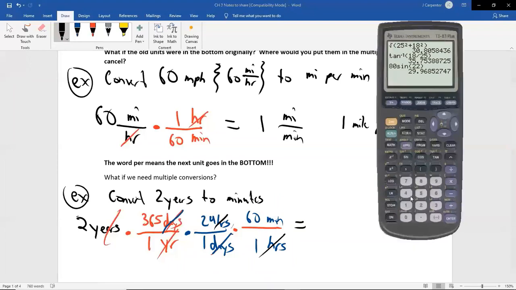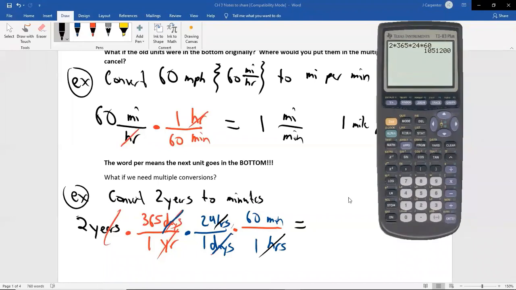So we pull out a calculator. Ignore all that trigonometry. That's not for us. 2 times 365 times 24 times 60. Now, before I hit enter, you should be asking yourself, what type of answer do you anticipate? Do you anticipate a big answer or a small one? Well, going from years to minutes, there's a whole boatload of minutes in a year, and we got 2 years. So this better be a big answer, and it is.